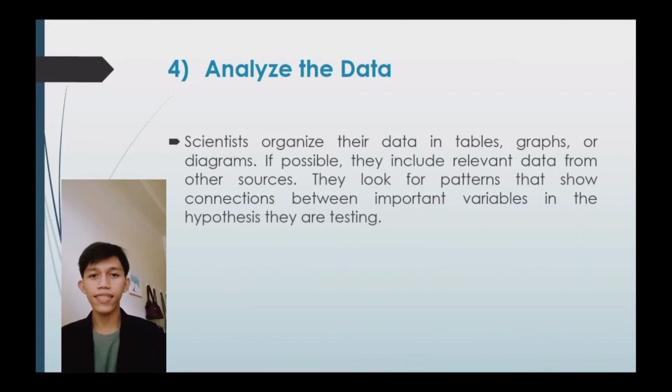Number 4 is analyze the data. Scientists organize their data in tables, graphs, or diagrams. If possible, they include relevant data from other sources. They look for patterns that show connections between important variables in the hypothesis they are testing.